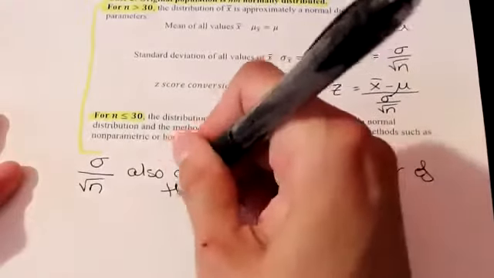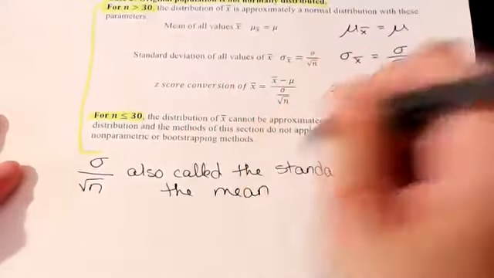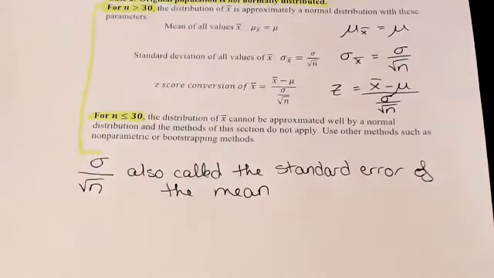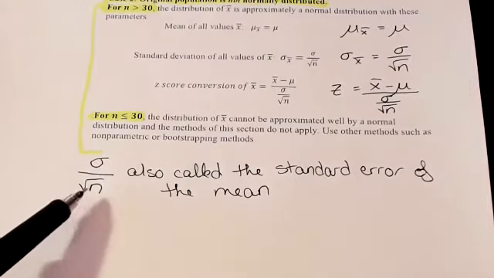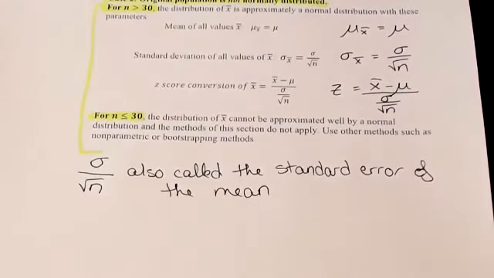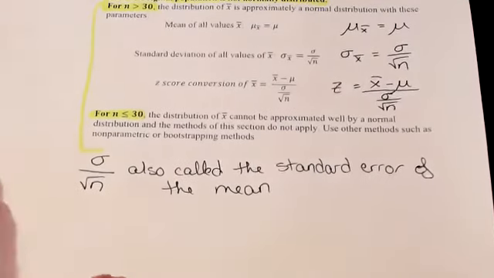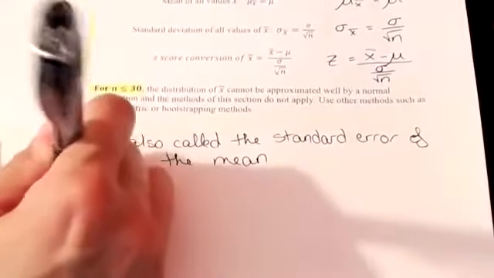That's a very interesting piece to note. Sigma over square root of n, that's also called the standard error of the mean. So as our n increases, it gets bigger and bigger and bigger, the error decreases. If you don't believe me, let me show you a quick example.